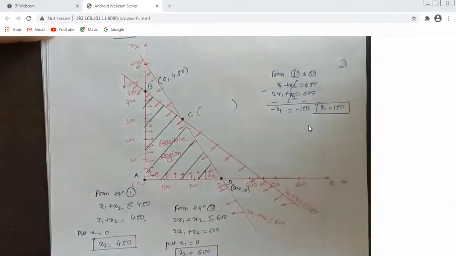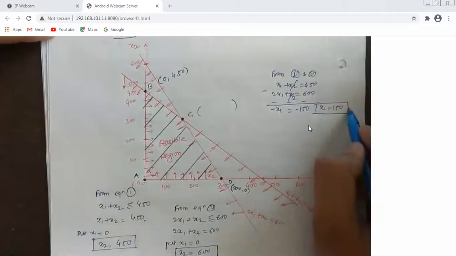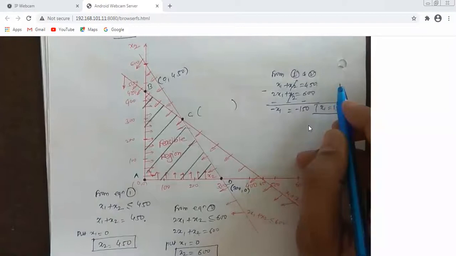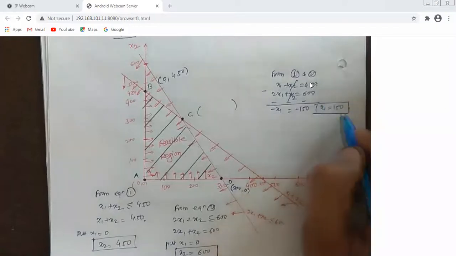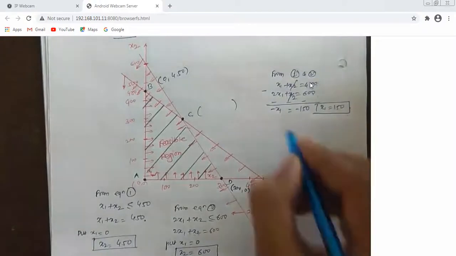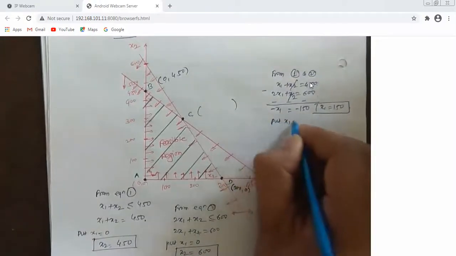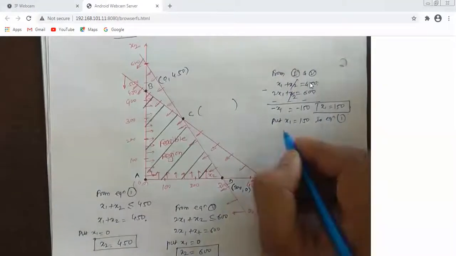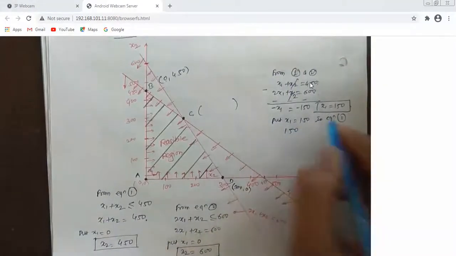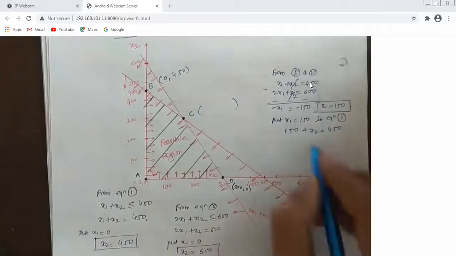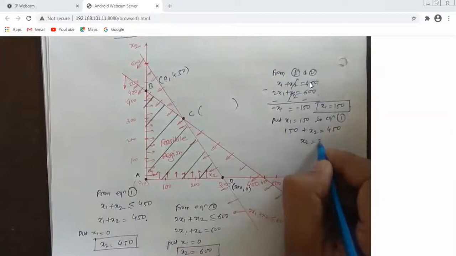Once we get the value of x1, put this value in either one of these equations. Okay, x1 value we have to put in either one of these equations, and we will get the value of x2. So put x1 is equal to 150 in equation number 1. Instead of x1, I will put 150, x2 remains as it is, and 450 remains as it is. From this, we will get x2 is equal to 300.